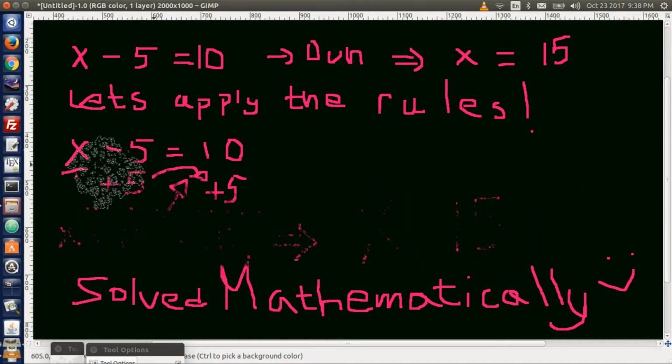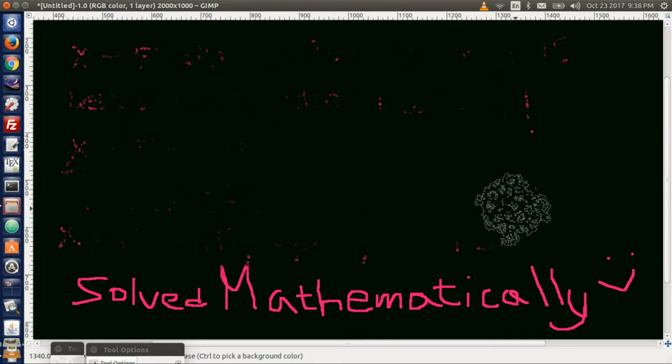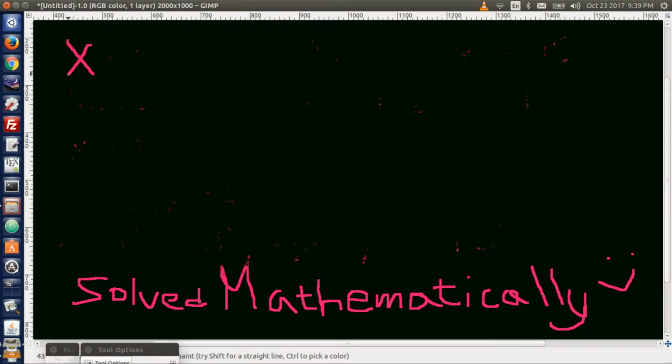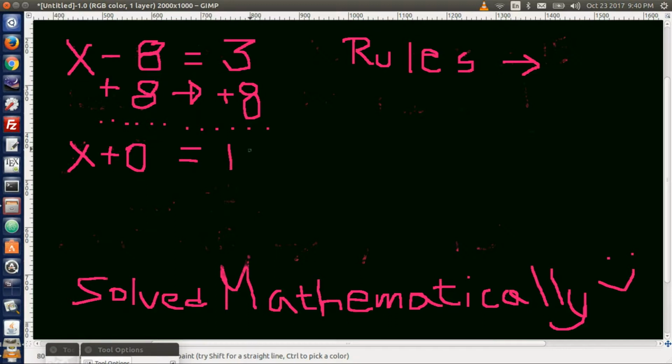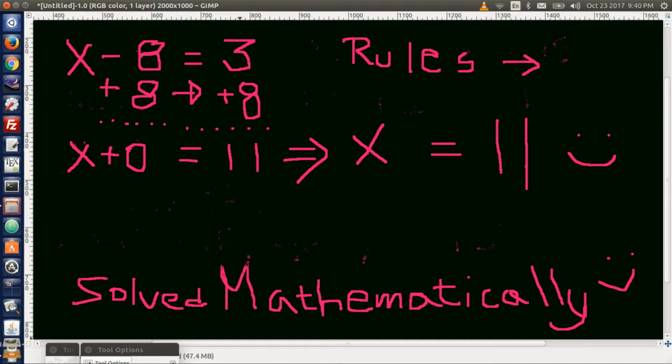And let's do another example. Let's say we have x minus 8 is equal to 3. So we want to have x by itself, and we're going to apply those rules again. So if I add an 8 here, then I will have x minus 8 plus 8 is 0, so I have x plus 0. But I must add the same number on the other side of the equal sign. So I add an 8. And 3 plus 8 is 11. So then I have that x is equal to 11.